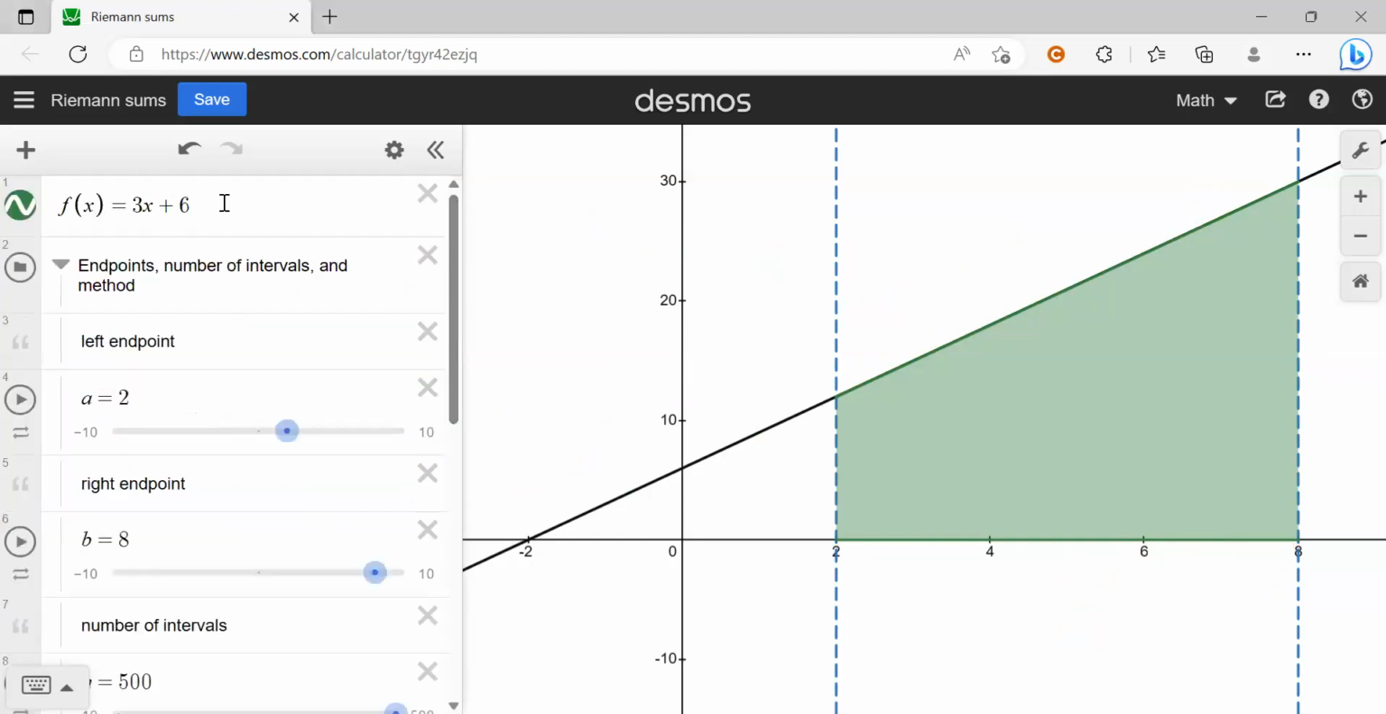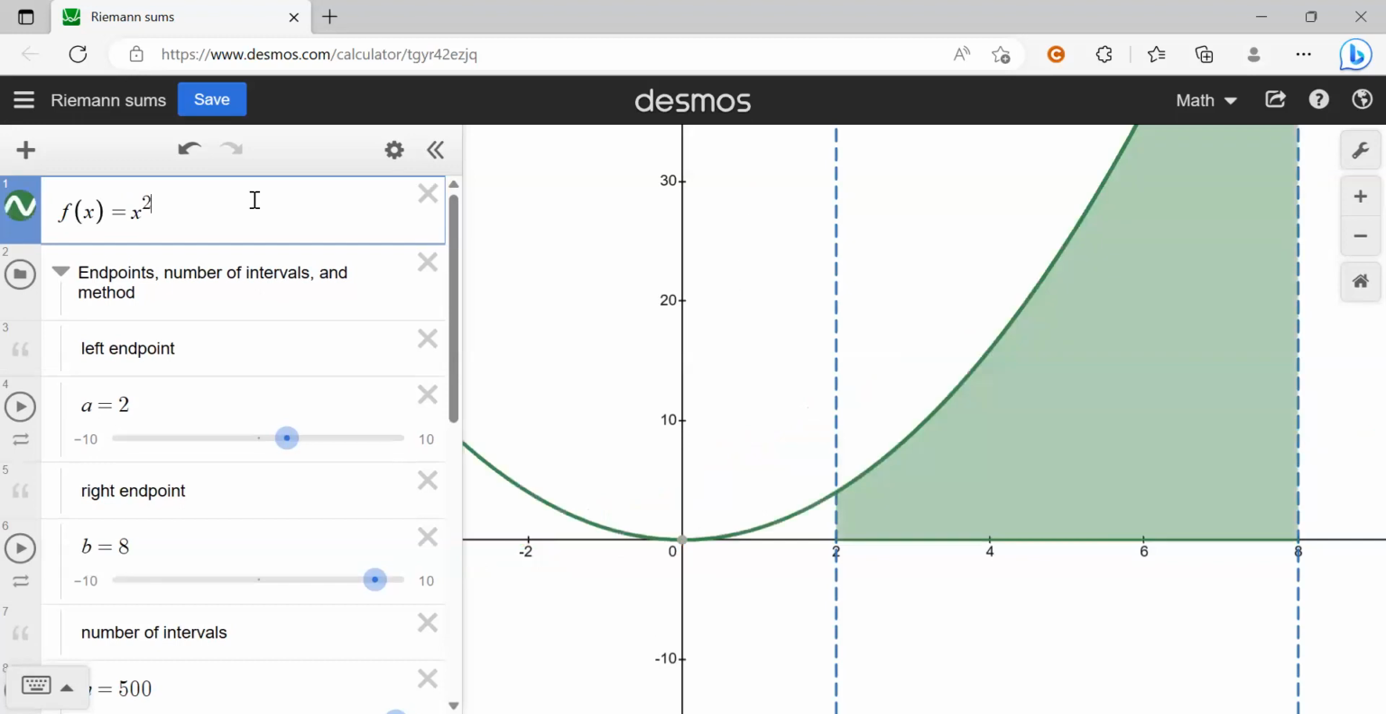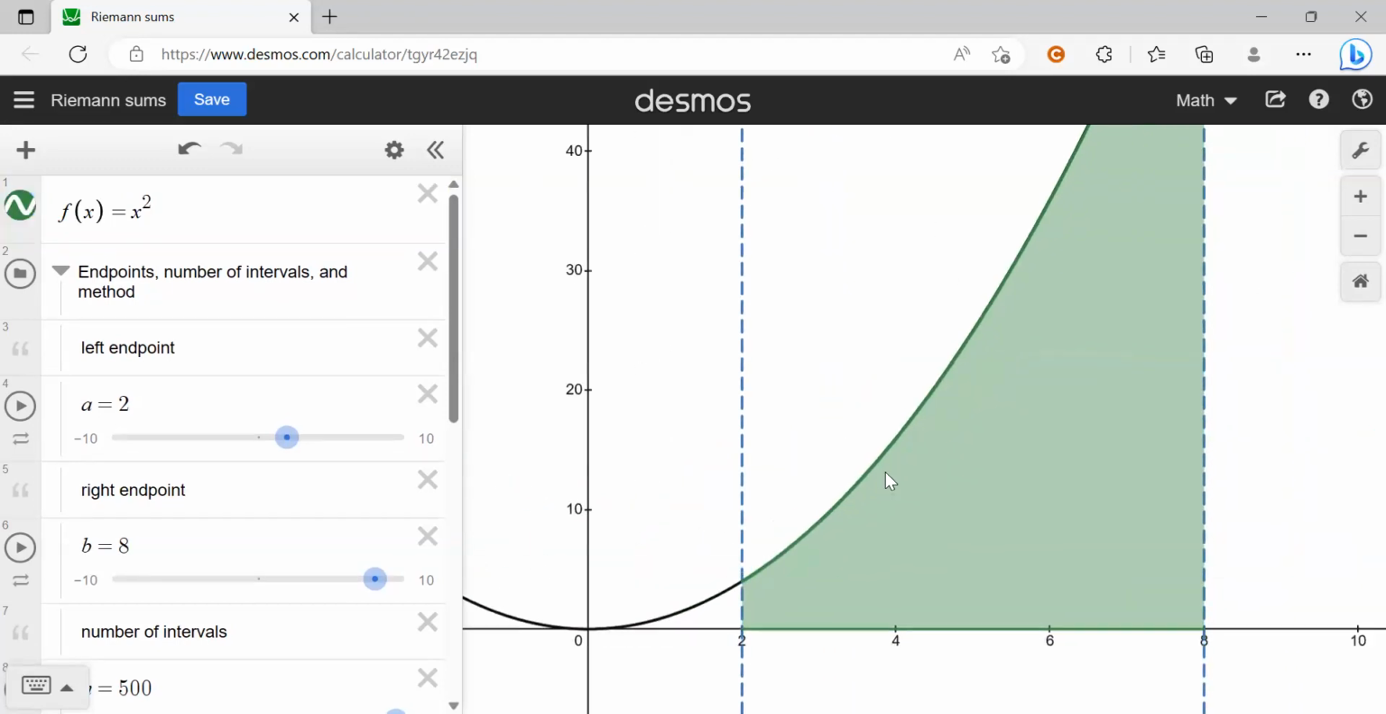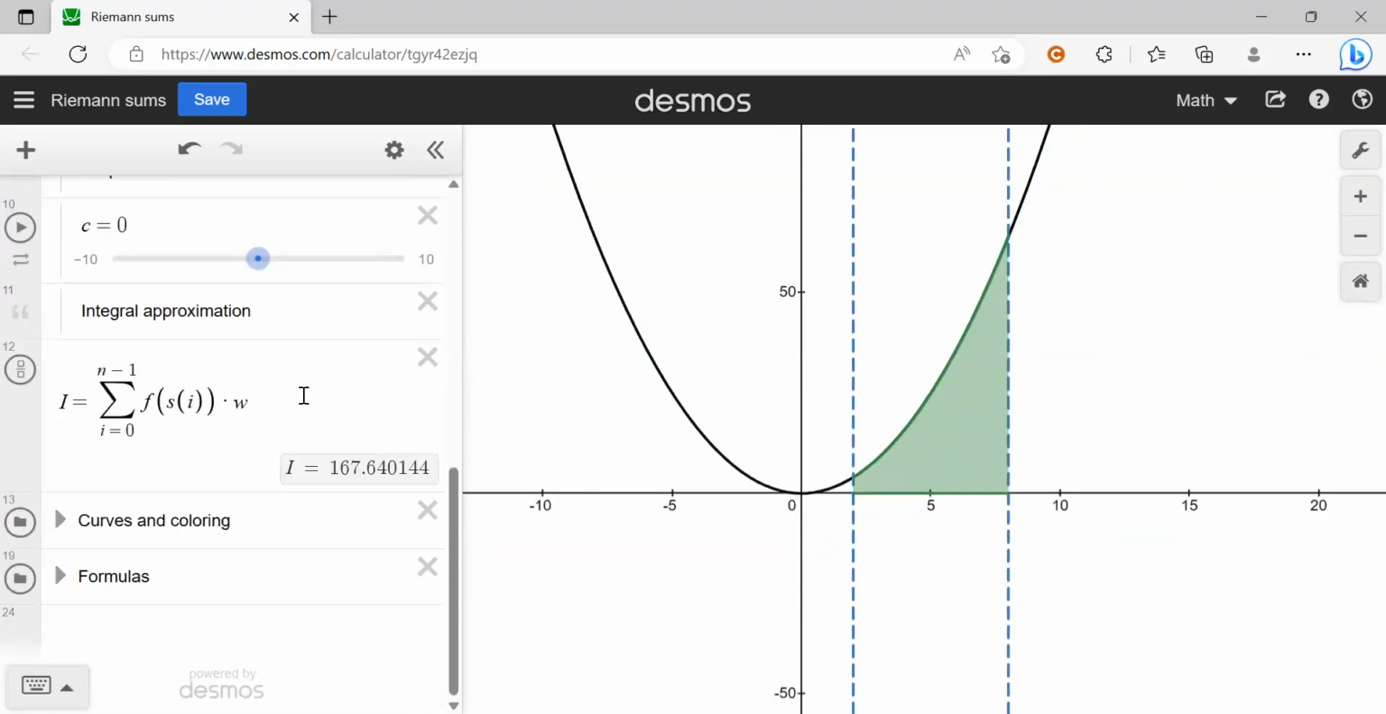Let's say I want, what function do you want? What's good? Maybe x squared. Whoa, what's this? Take a look. 167.64. Okay. How do you find the exact area? You just have to integrate. So integrate what?